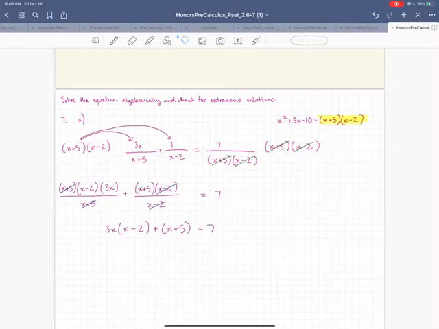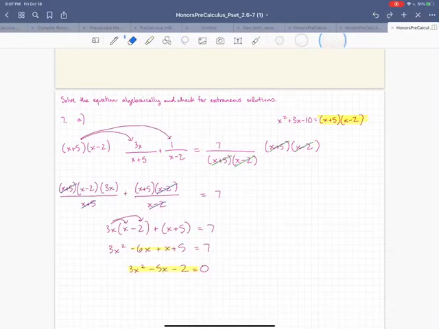So now I see that I'm going to have a quadratic equation, so I'm going to simplify the left-hand side. This gives me 3x squared minus 6x plus x plus 5. So I'm going to combine like terms here to get 3x squared minus 5x, and then I'll subtract 7 from both sides. That'll give me 3x squared minus 5x minus 2 equals 0. So now at this stage of the game, I need to solve this quadratic equation.